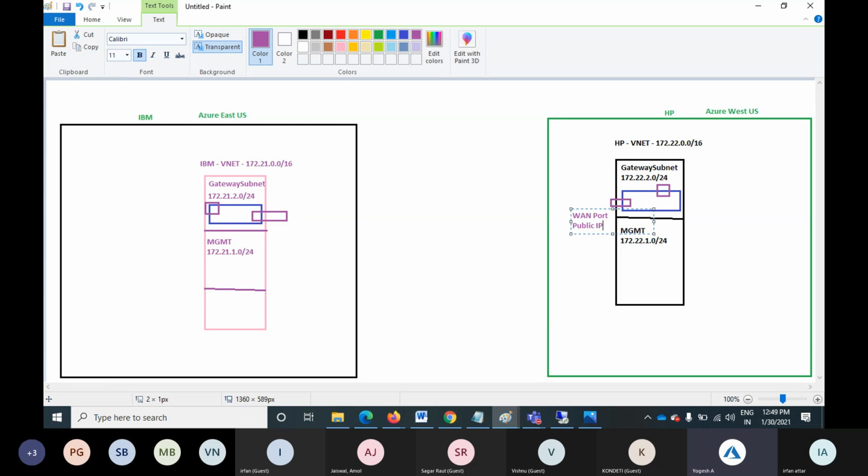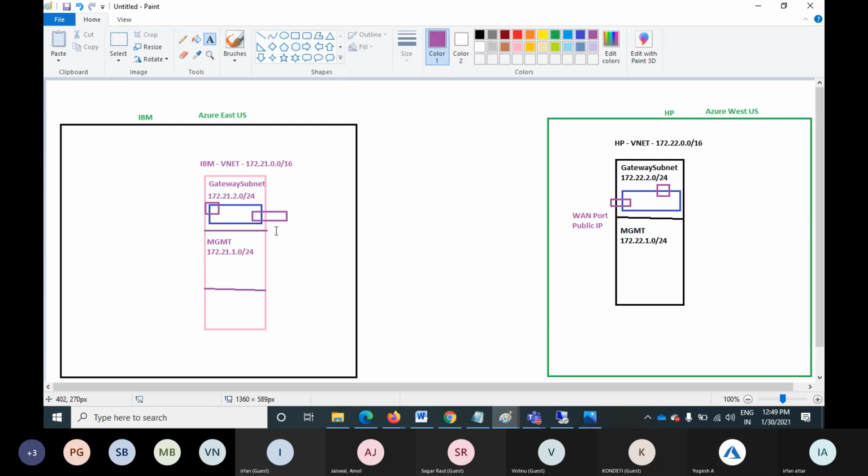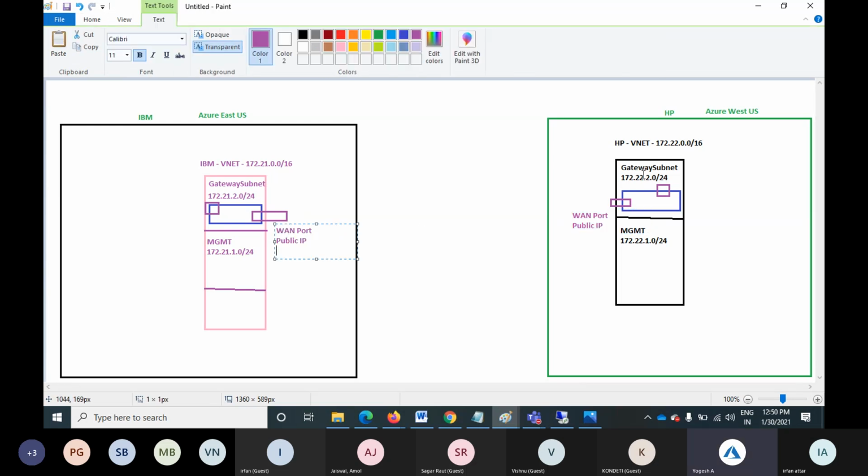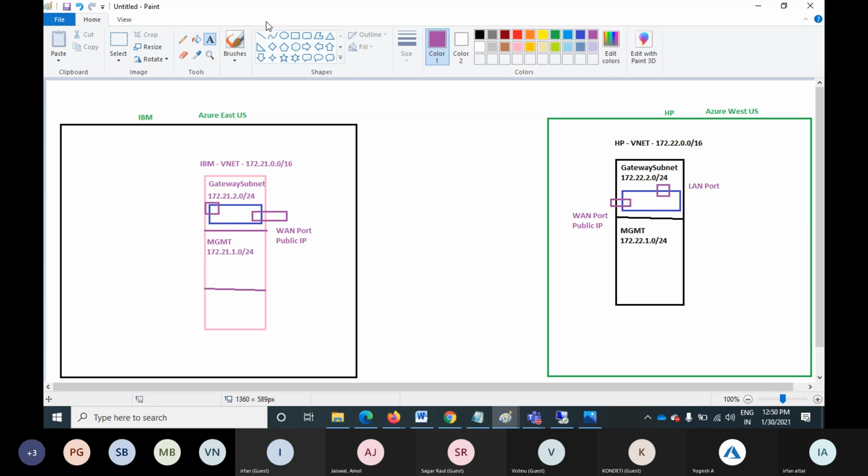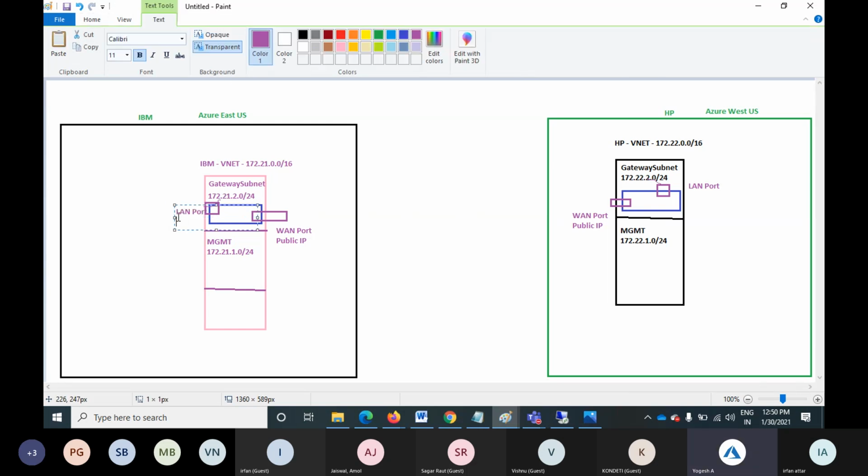With public IP. So WAN interface with the public IP. This is a LAN interface. And your LAN port is getting connected with your subnet. So this is your LAN port now.